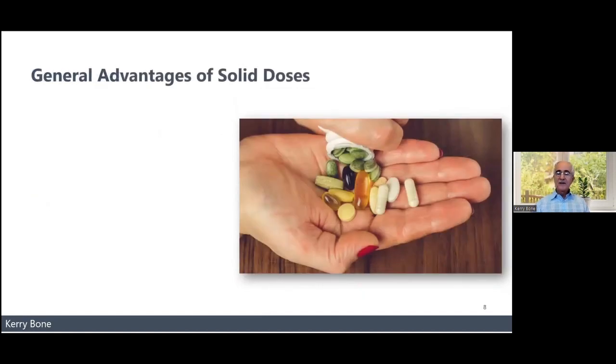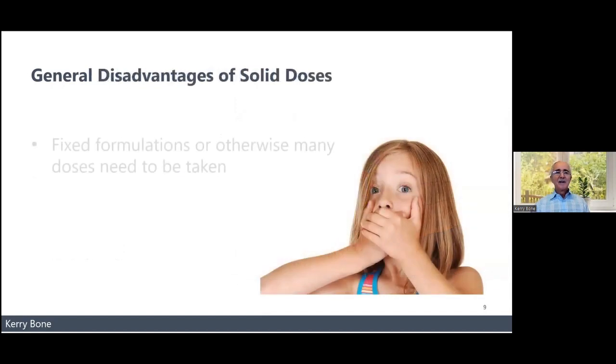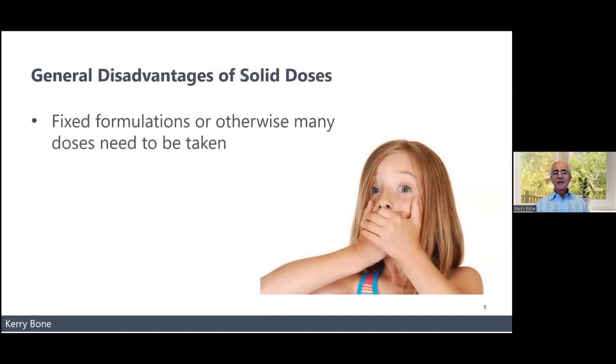So what are the advantages of solid dosage? Well, they certainly do help with compliance for most people. And they're very convenient, especially when you're traveling. And there's no alcohol in them if that's an issue for the patient. What are their disadvantages? Well, they're a fixed formulation.